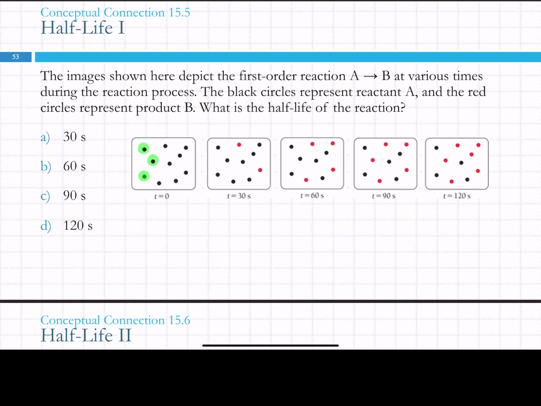Look at this. So there's 6, 7, well, that's 9. So 10 dots there. So when do I get to half? Five. So half-life is 90 seconds.